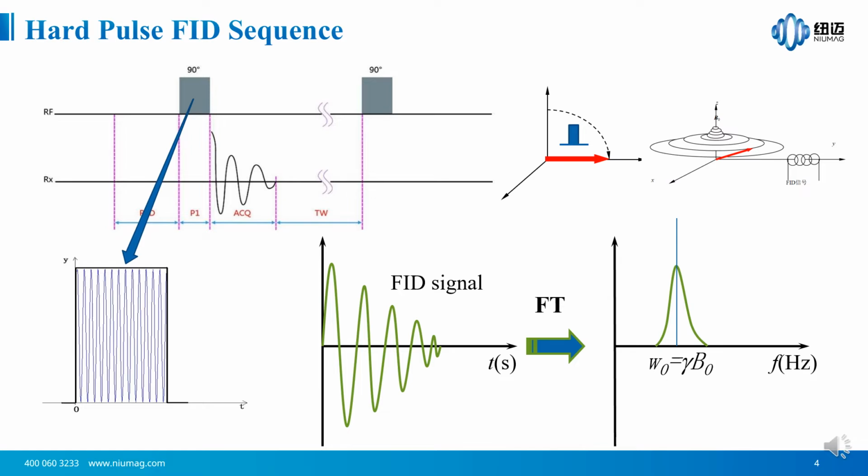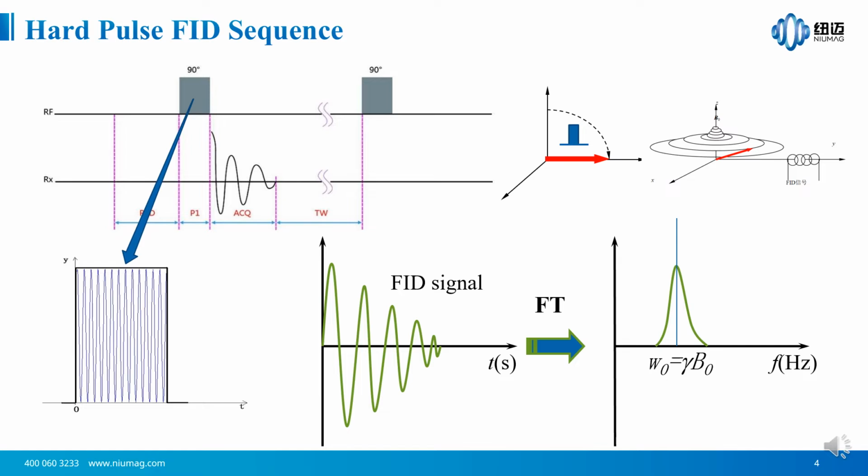That's 90 degrees right here. The applied pulse deflects the longitudinal magnetization vector by 90 degrees, into the XOY plane. This is called the transverse magnetization vector. In the later experiments, I will also show how to adjust the pulse to 90 degrees.